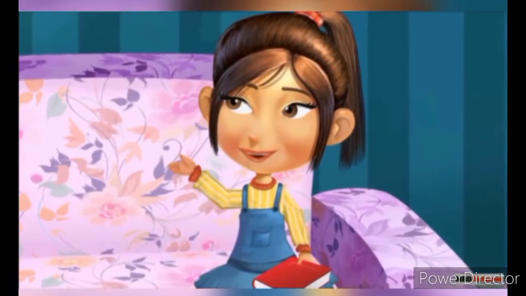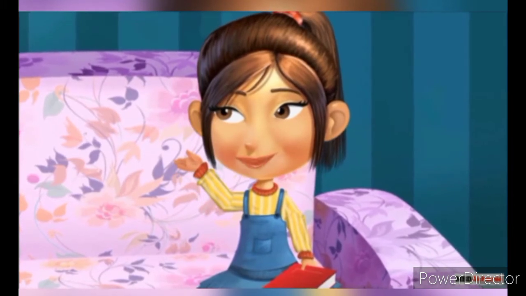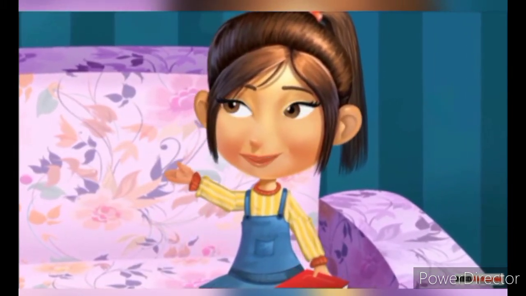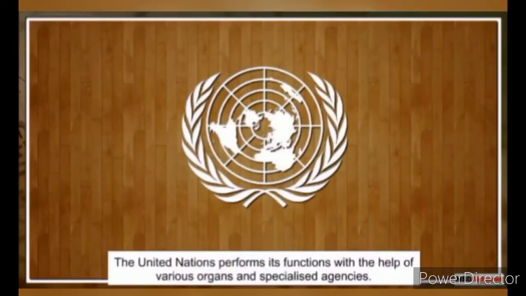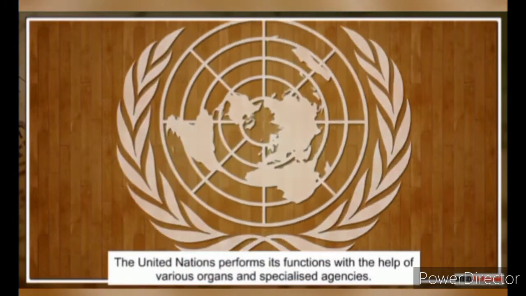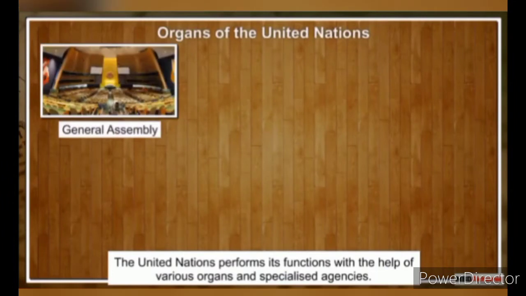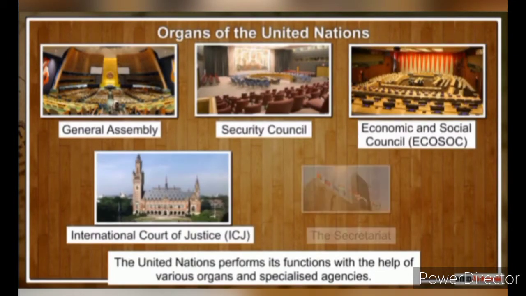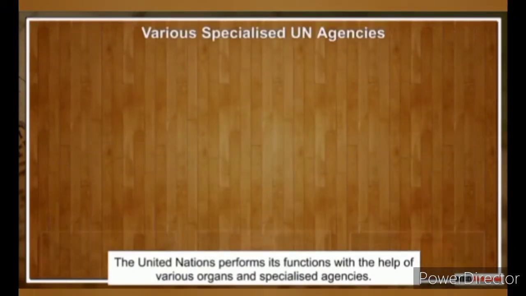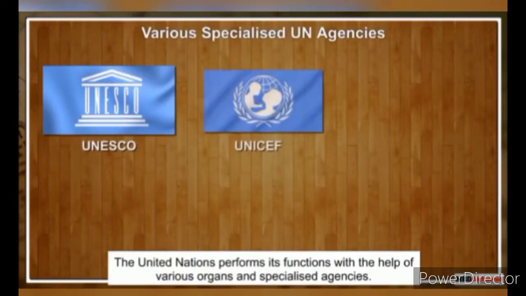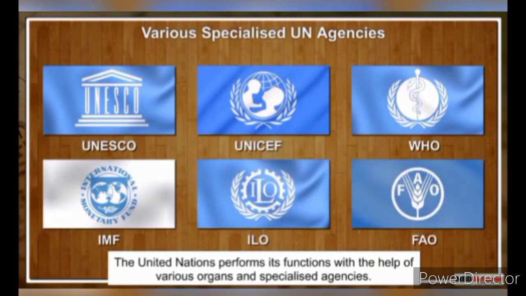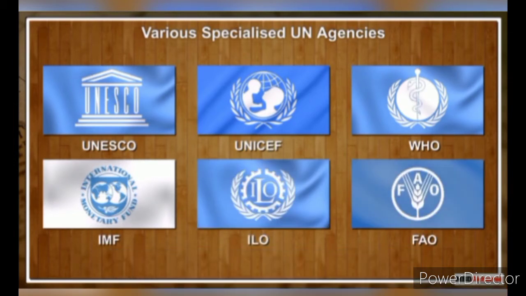Oh, I got it. But what does it do to ensure peace and security in the world? The United Nations performs its functions with the help of various organs and specialized agencies. Let me explain to you the main objectives of the UN.